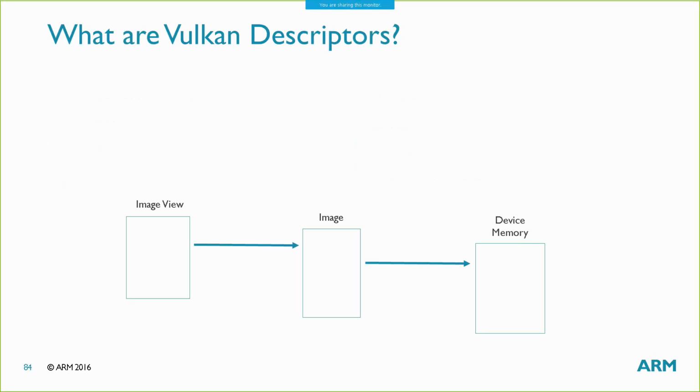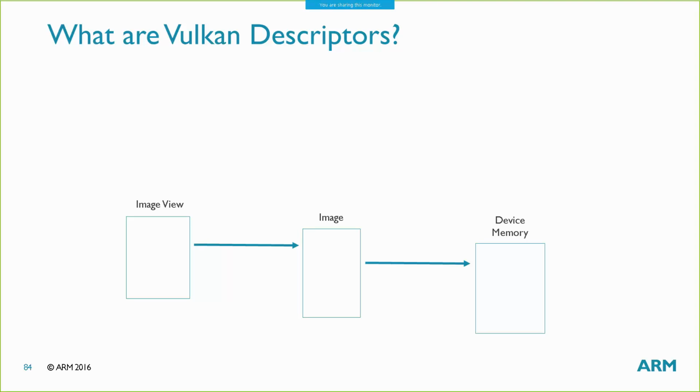Descriptors. Well, let's see. So quickly, as Tom mentioned, you have a resource like an image, and you've created the image, you've asked what its memory requirements are, you've allocated some device memory, and you've bound it to the image. Images in Vulkan can't be sampled from directly. They can't be looked up and filtered directly. We need what we call an image view, which is really just a contiguous view of a sub-resource of an image.